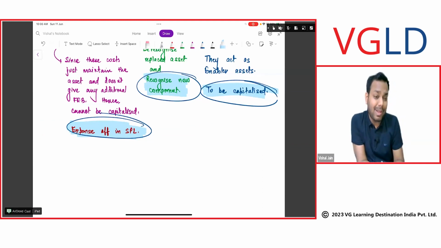Okay, is there a legal obligation that you have to repair the asset? Now let's suppose I have a car. Even if I do not get it serviced, is there an obligation that I cannot operate the asset? Tell me. No, right? But in the aviation sector, there is a law, there is a rule that if you don't get it inspected at regular intervals, you cannot operate it. Your license will be cancelled. That's the reason they act as an enabler asset.